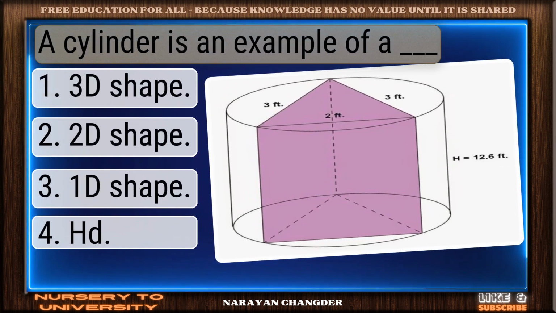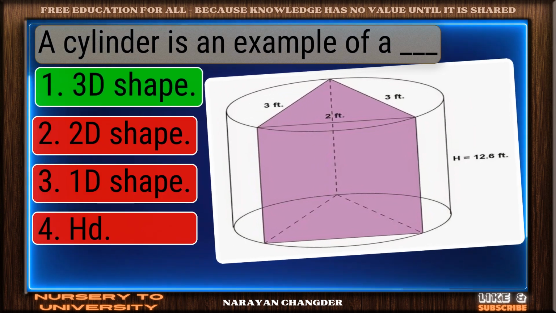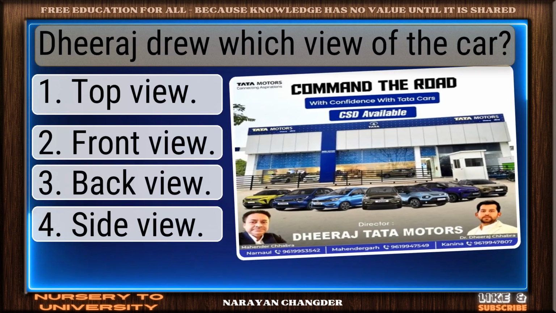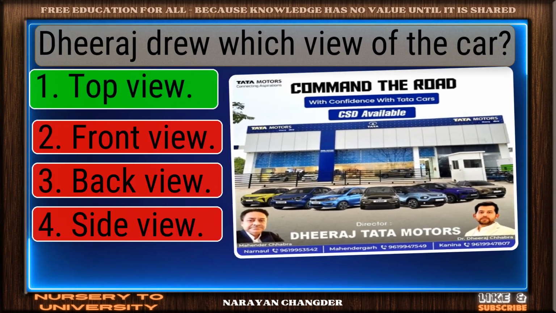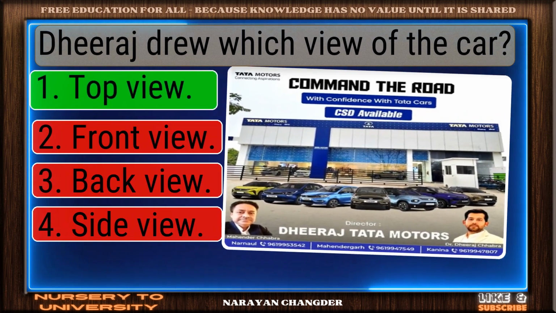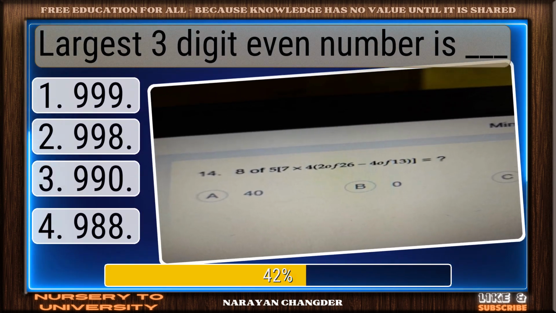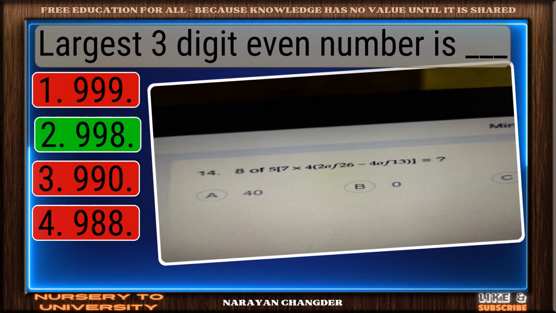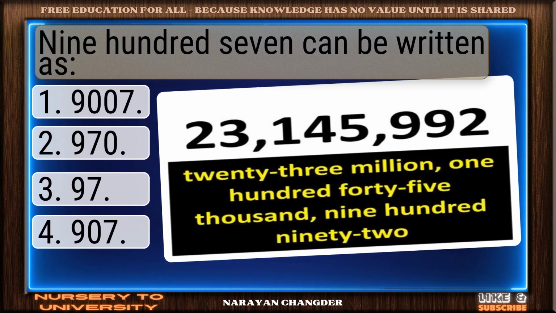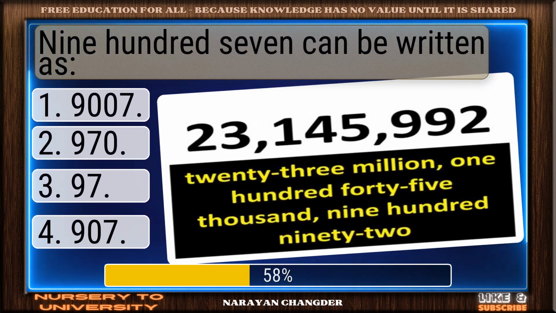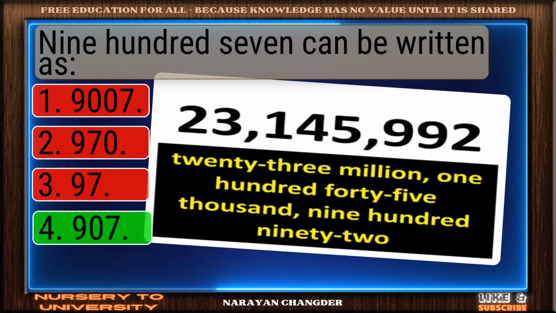A cylinder is an example of a dash. Strong choice. 3D shape is the right answer. Dheeraj drew which view of the car? On track. Top view is the correct answer. Largest 3-digit even number is dash. Well picked. 998 is the correct answer. 907 can be written as. Correct response. 907 is the most accurate answer.